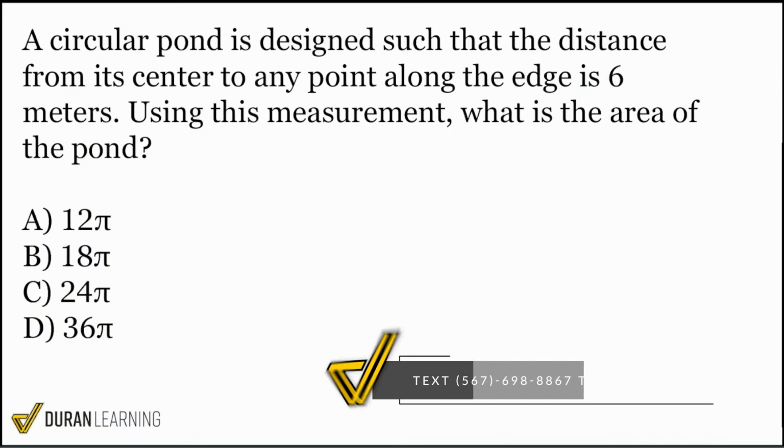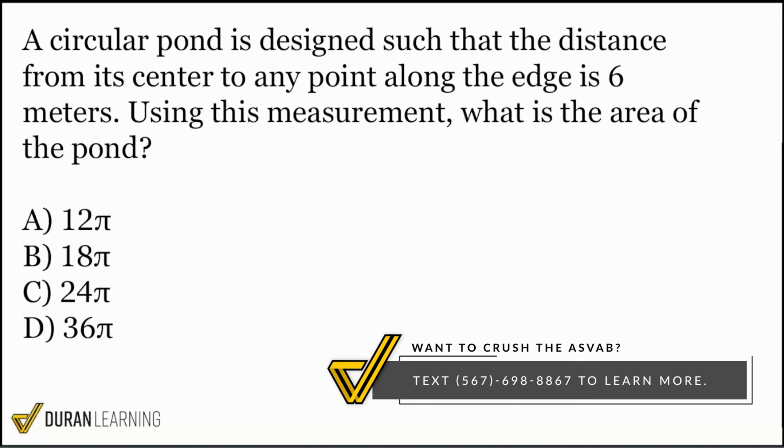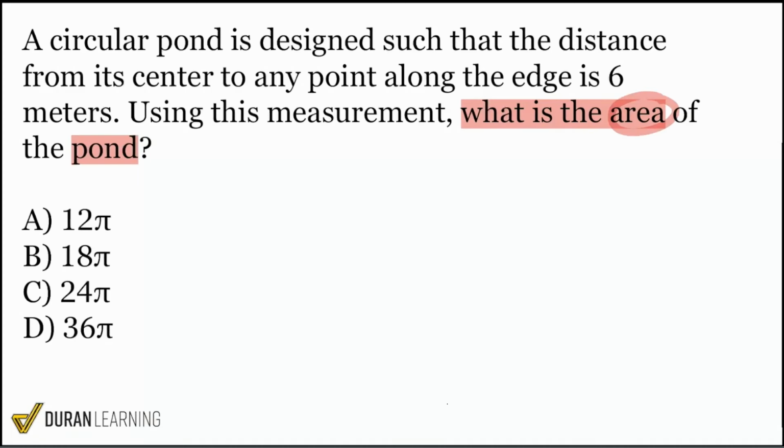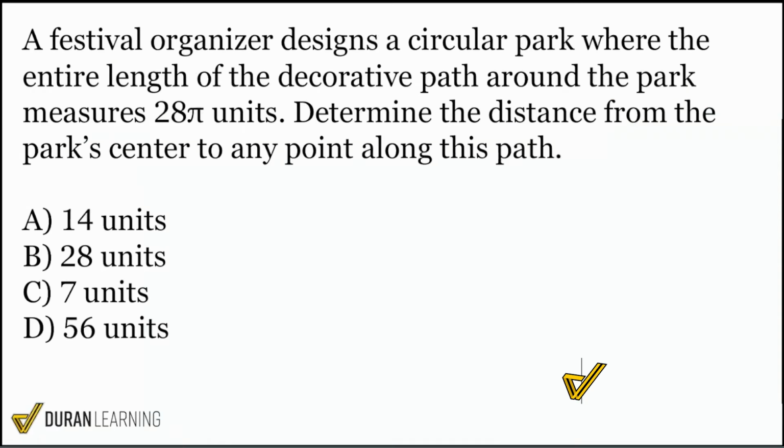All right, here's the next problem, everybody. As always, read the question first. So it says over here, using this measurement, what is the area of the pond? Okay, so again, I'm only going to highlight the most important things. What is the area? And we're describing the pond. So the moment I see the word area, I want to confirm with myself what shape I'm dealing with, because when I can confirm the shape, I can confirm the formula. So here we are. A circular pond is what I see.